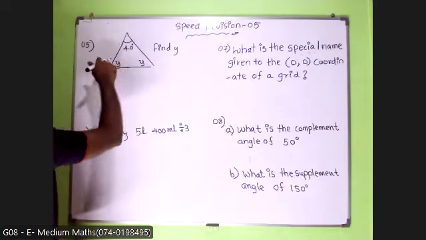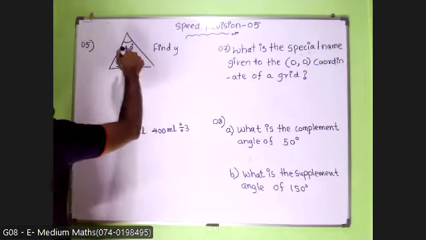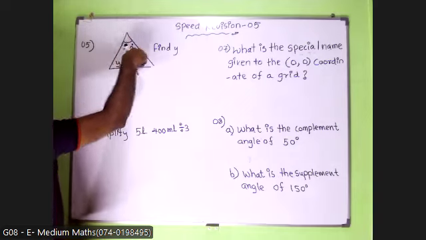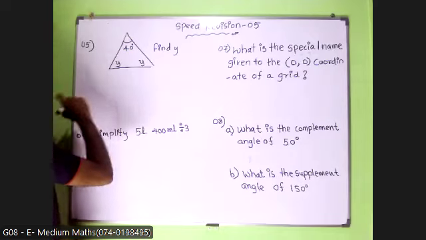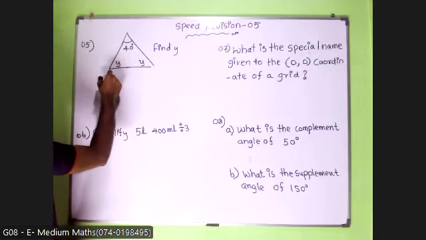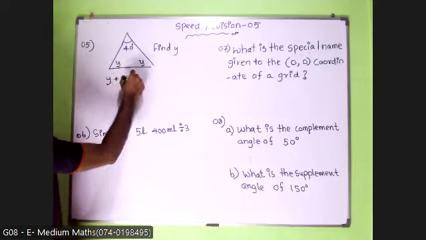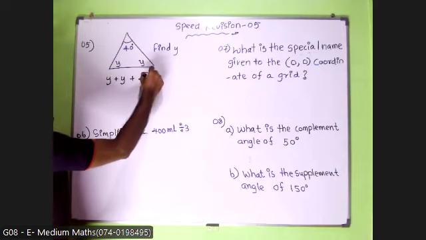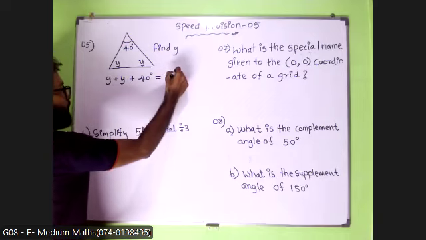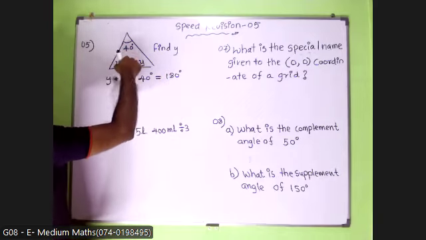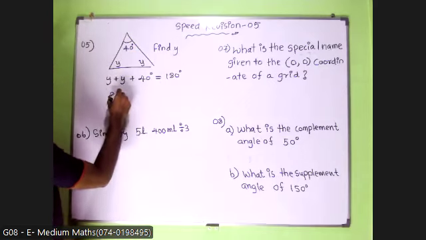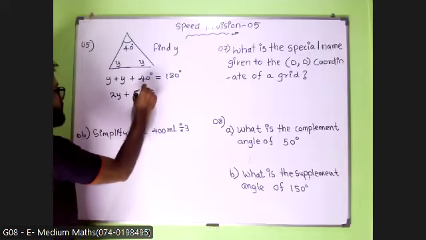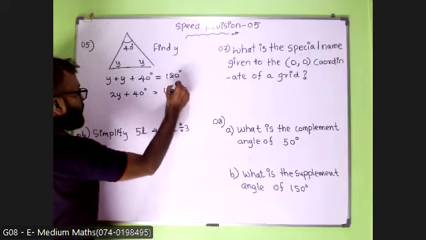How to do this? This is a triangle. The summation of the interior angles of a triangle is equal to 180 degrees. So I can write y plus y plus 40 degrees equals 180 degrees. So y plus y, 2y plus 40 degrees equals 180.